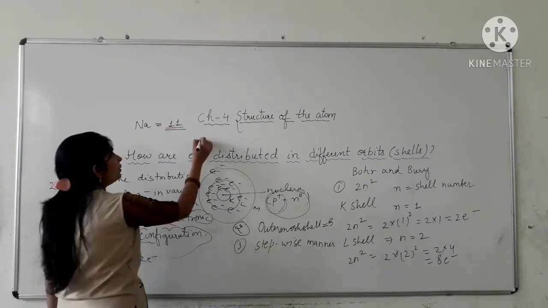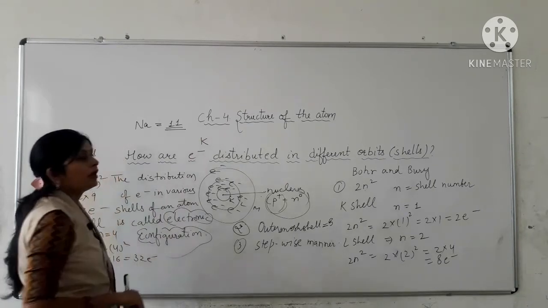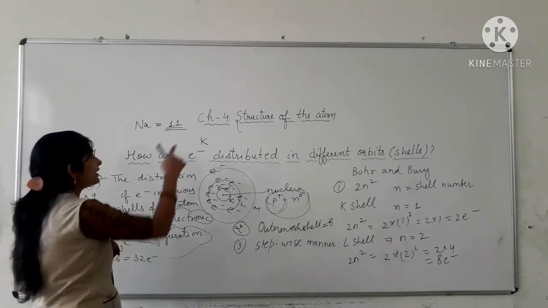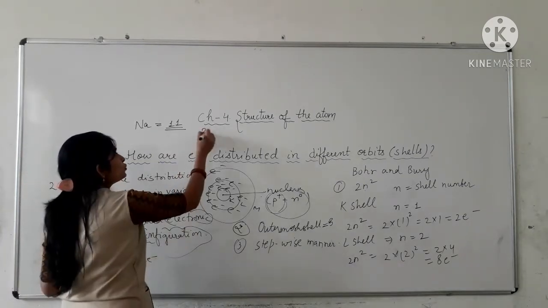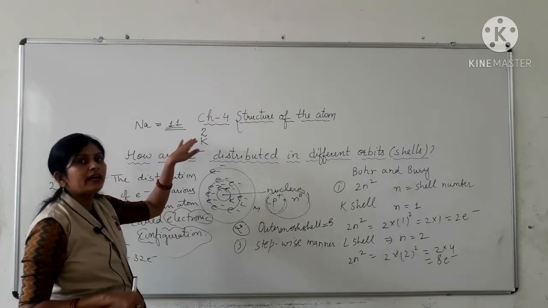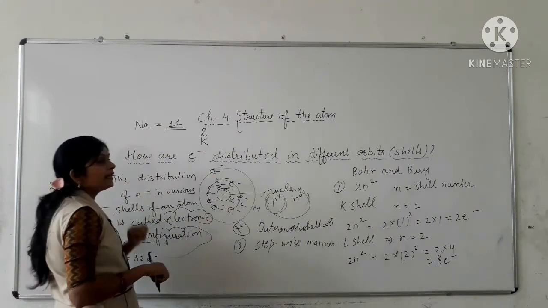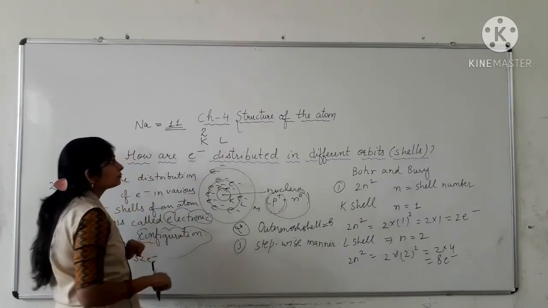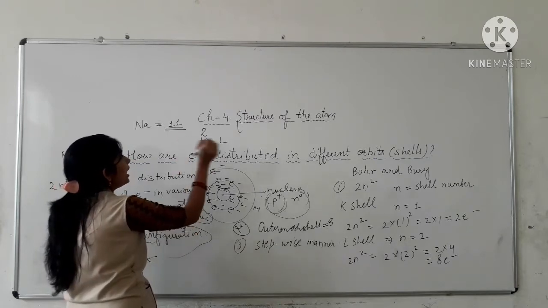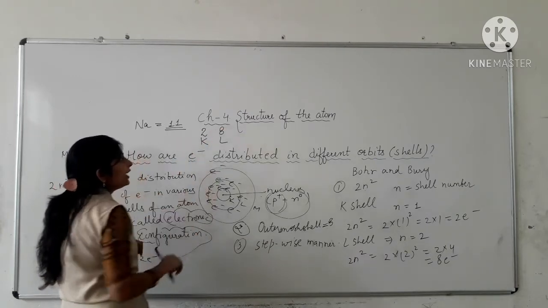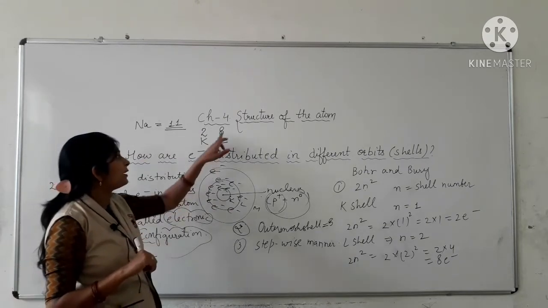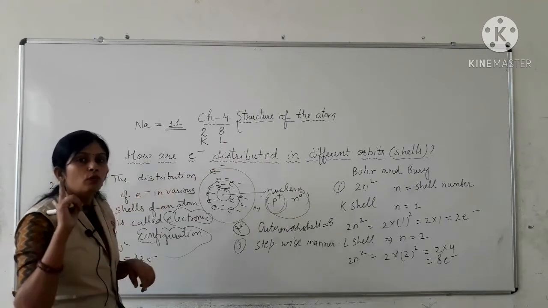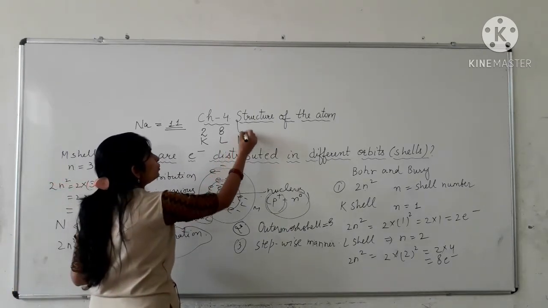So in K shell, out of 11, how many electrons can be accommodated in K shell? Maximum, that is 2. Now 2 electrons are already accommodated in K shell. 9 electrons are remaining. Now move to the second shell, that is L shell. Out of 9, a maximum of 8 electrons can be accommodated in L shell because it is the capacity of L shell. Now 1 electron is remaining, that will move to M shell.